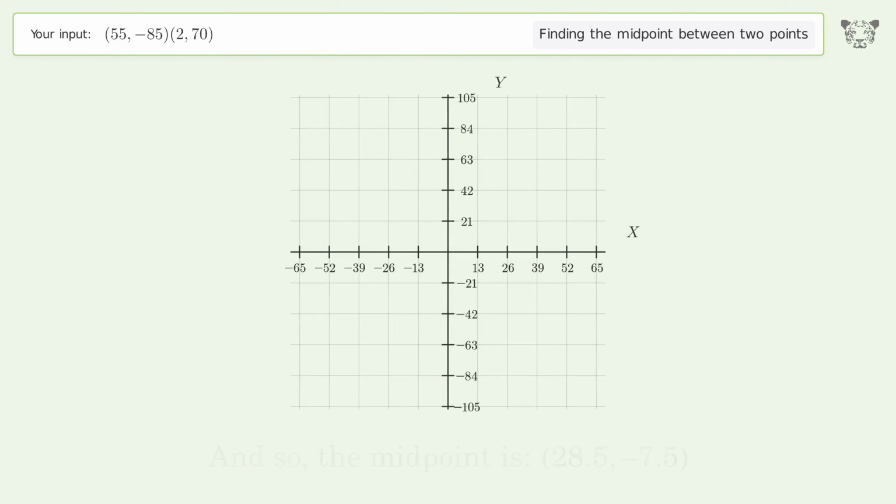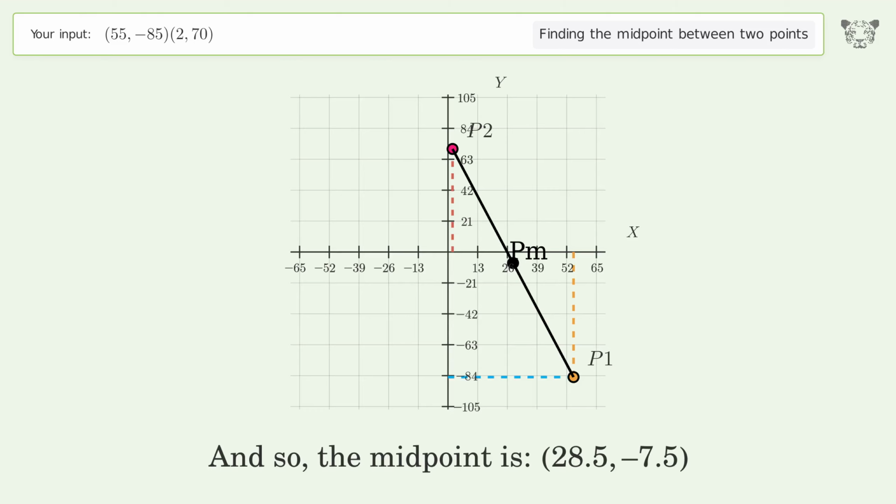And so, the midpoint is 28.5, negative 7.5.